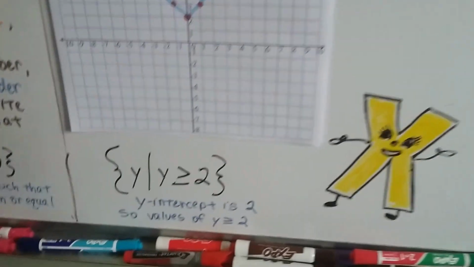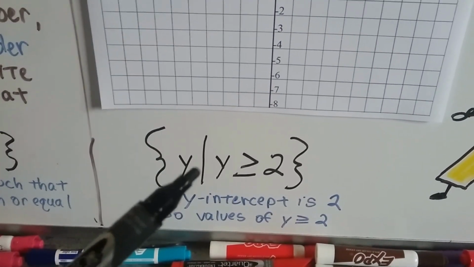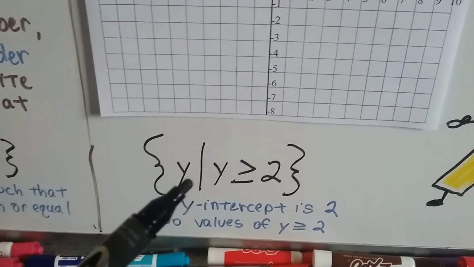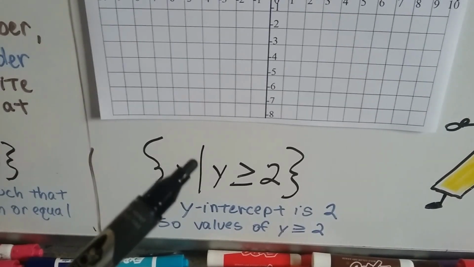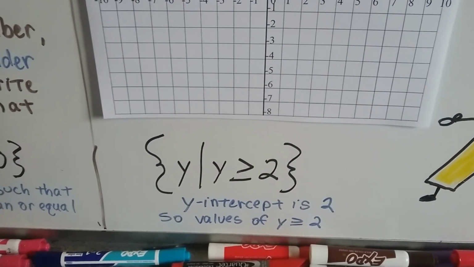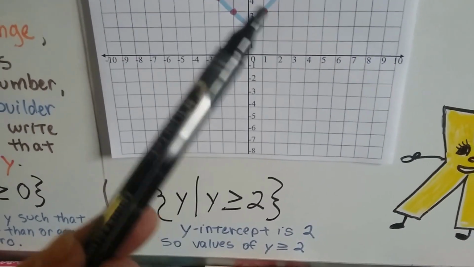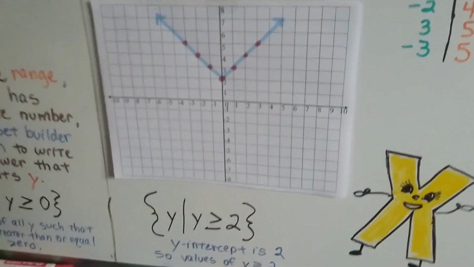And we'll end up with y such that this is the set of all y such that y is greater than or equal to 2. And the y-intercept is a 2, so the values of y have to be greater than or equal to 2. See? Can't be any smaller.